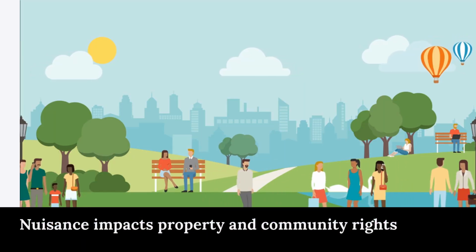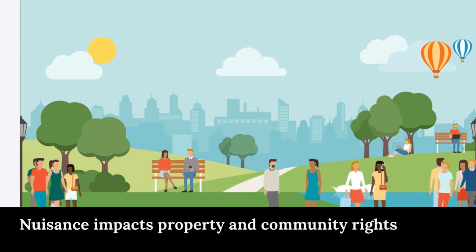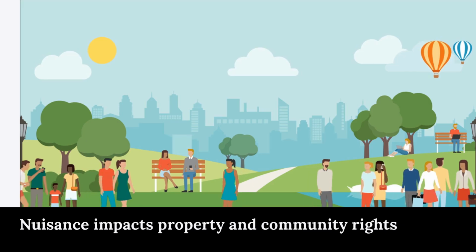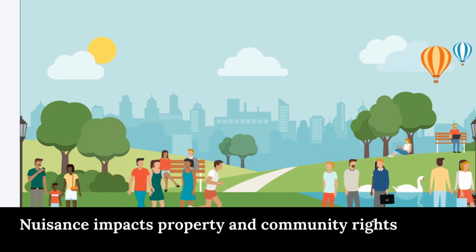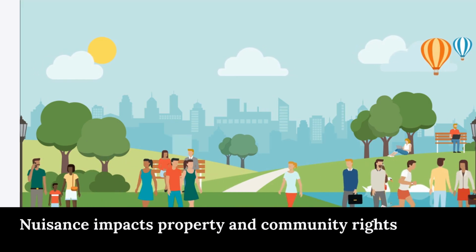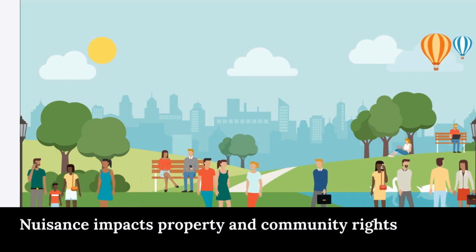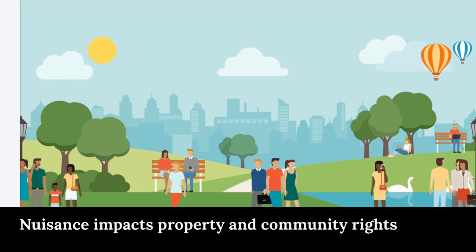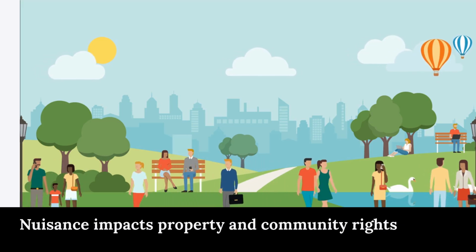Nuisance involves unlawful interference with land use. Public nuisance affects community rights, often considered a crime. Private nuisance concerns individual property rights. Both protect against interference but serve different interests. They balance property rights and community responsibilities.